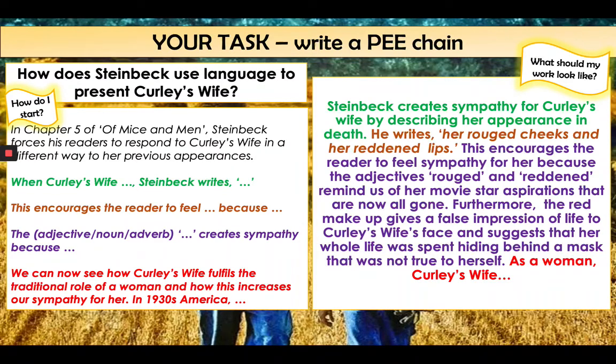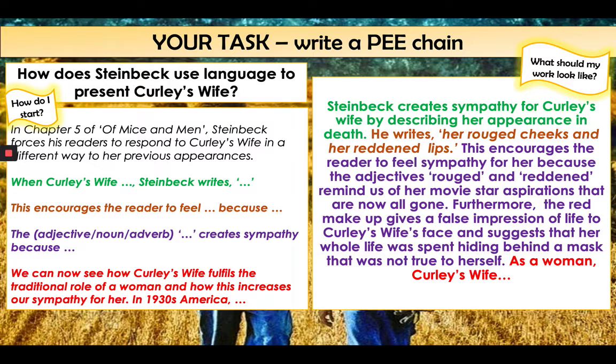So the big question we're looking at is, how does Steinbeck use language to present Curly's wife? Okay, so there's an example on the right hand side of the PowerPoint. So this is kind of what you're aiming for. Now, if you have a look at the different colours, that's kind of building up the different parts of the P chain. So Steinbeck creates sympathy for Curly's wife by describing her appearance in death. So you've got your point there. He writes her rouged cheeks and her reddened lips. So we've got a quotation, we've got our evidence from the text.